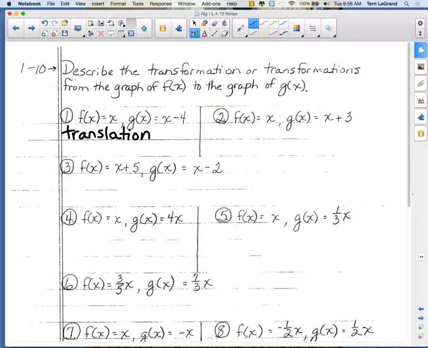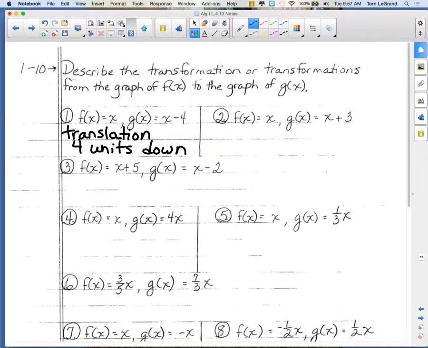So what did it translate? How many units? What should we expect on the graphing calculator if we put this in? 4 units. What direction? Down, because it's subtract 4. So if we change that to add the opposite, it would be plus a negative 4. So we are dropping down 4 units. So we're going to say translation 4 units down. So this is what you have to do. You have to describe direction and how far, along with your translation. Okay, go ahead and do number 2 now on your own.